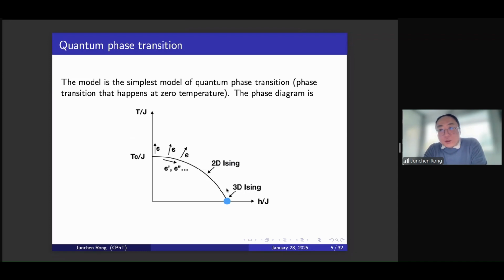So therefore, it should be codimension one. It should correspond to a codimension one plane in your phase diagram. I mean, we are in 2D, so codimension one is a line. So therefore, this whole line is the 2D Ising model.